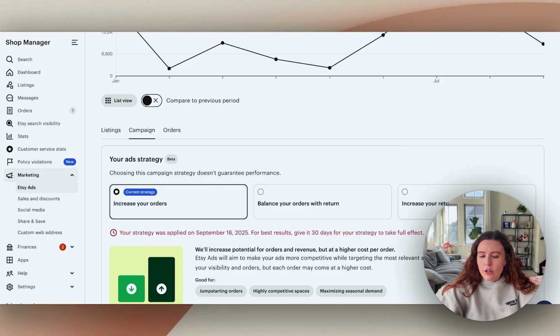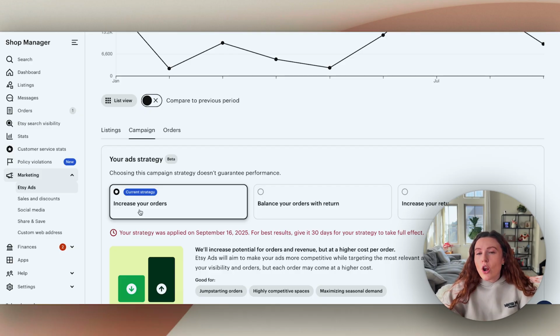So they give you three different options. One called increase your orders, one called balance your orders with return, and one called increase your return. So the assumption here is that if you have your strategy set like me, I'm okay with this going a little bit crazier, spending a little bit more money, trying to reach new people, gather more data, bring more people to my shop. If I think that in the long run, that is going to help me rank my products faster and launch more products.